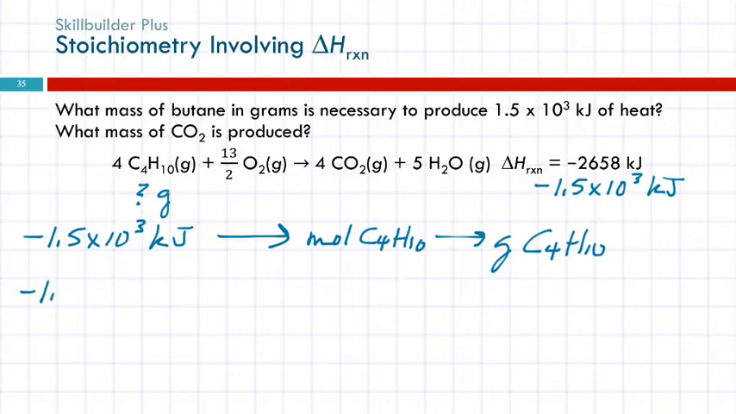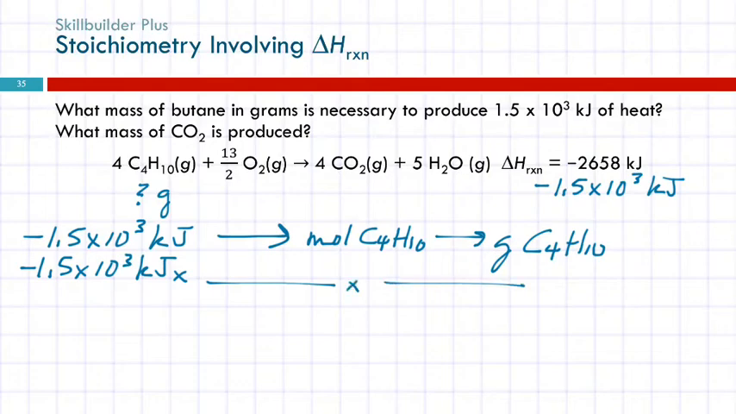Okay, I better start a little higher because I have another problem to do. Minus 1.5 times 10 to the third kilojoules times and a line times and a line. So I've got moles of C4H10 there and grams of C4H10. The previous unit becomes the denominator.